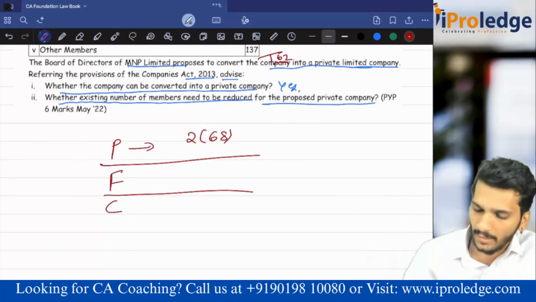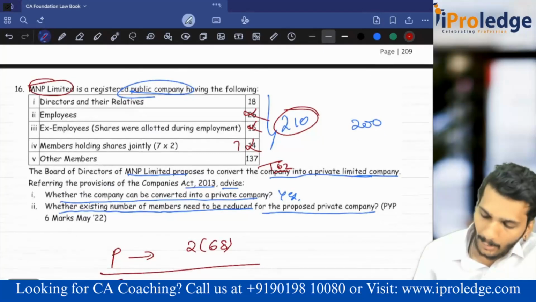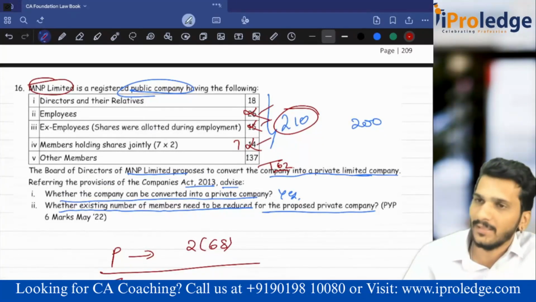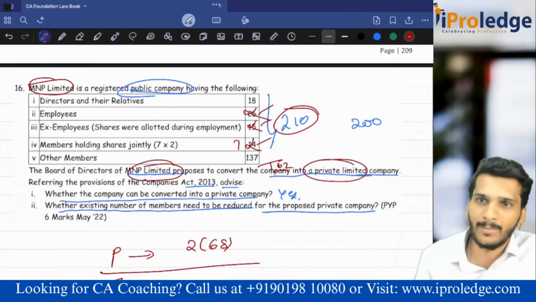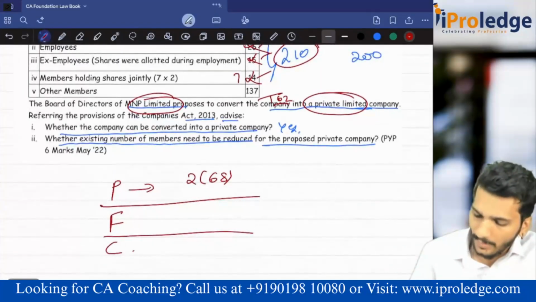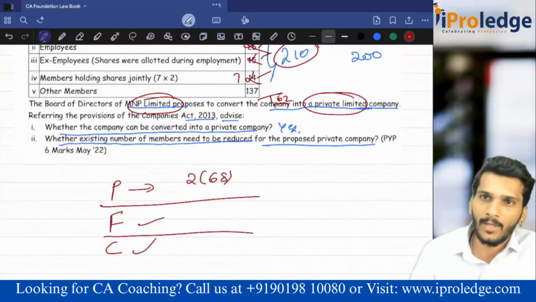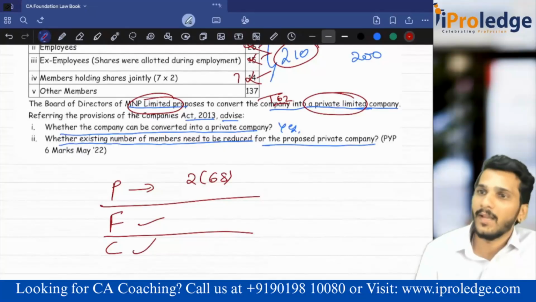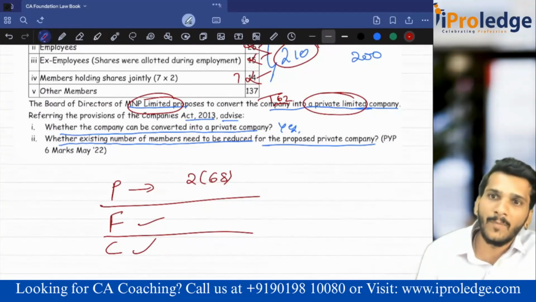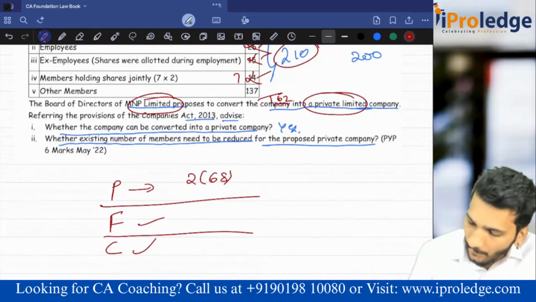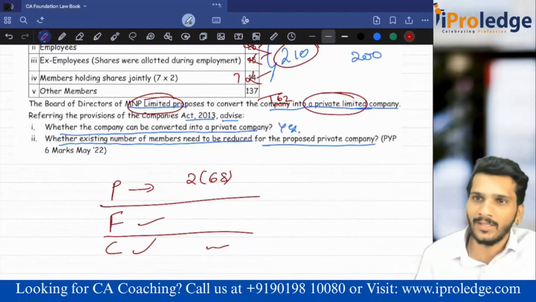Then the facts you have to write. That means, in the given case, MNP Limited has 210 members, which include employees, ex-employees and joint shareholders, and the board wanted to convert the public company into a private company. You have to write it in summary format, then the conclusion. The conclusion is: by applying the above provisions in the given case, reduction in the number of members is not required, as the total number of members for the purpose of a private company is within the limit of 200. So there is no need to reduce the number of members. You write this, you get 6 marks.